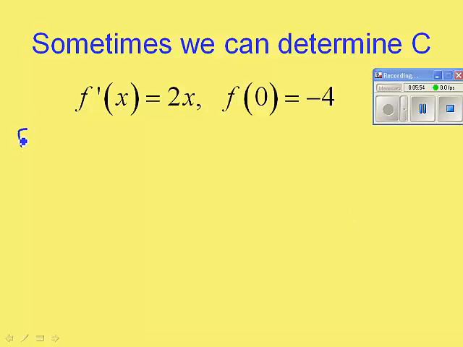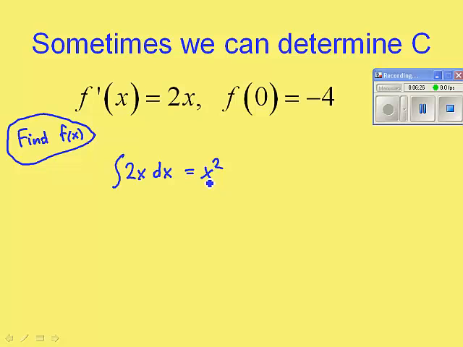That's the problem here. Find f of x. Find the function if I know what the derivative is and I know a point. How'd you get that? Took the antiderivative of 2x. So you said I'm going to take the antiderivative of 2x dx, right? The integral of 2x with respect to x. And you said that's x squared. Right. So if you put 0 into that, you get 0. So -4. That makes sense.